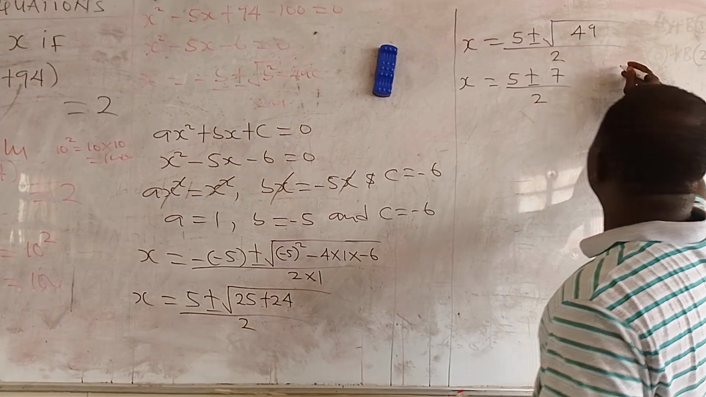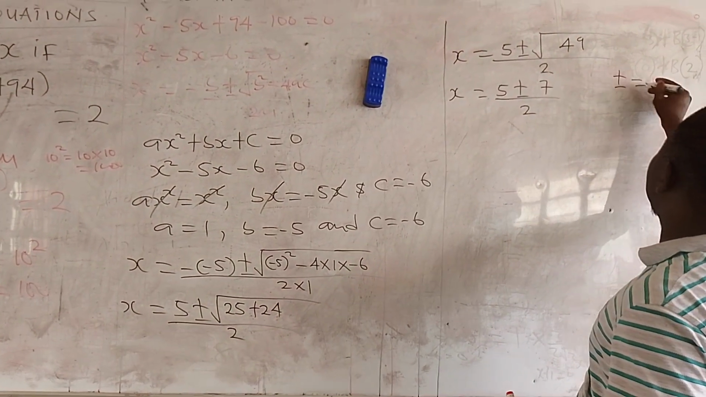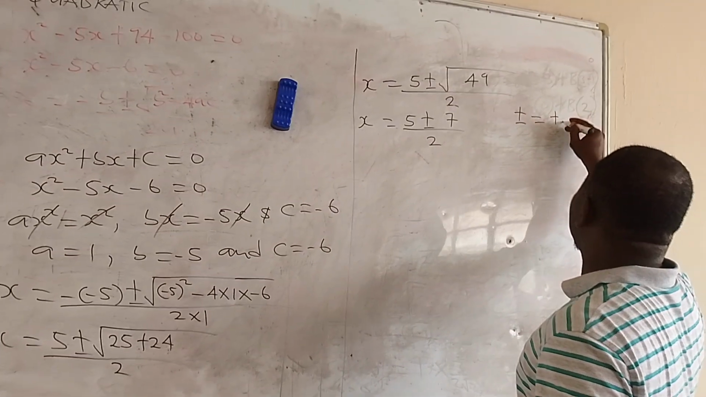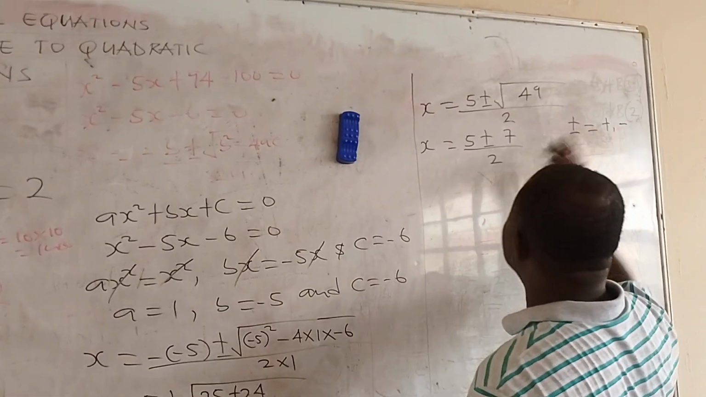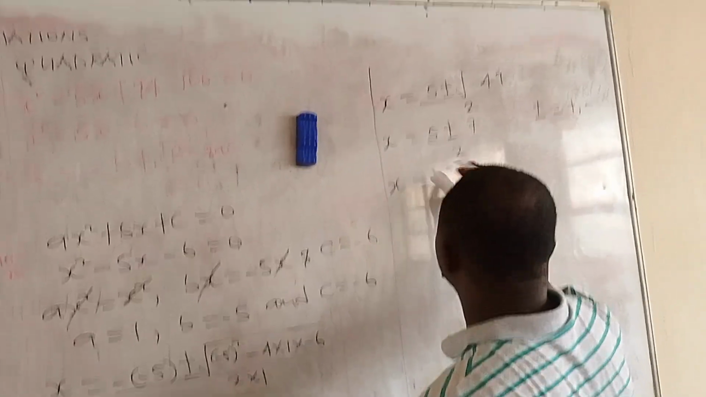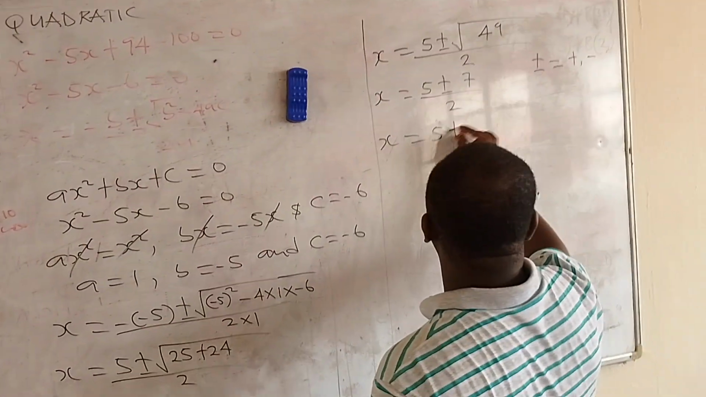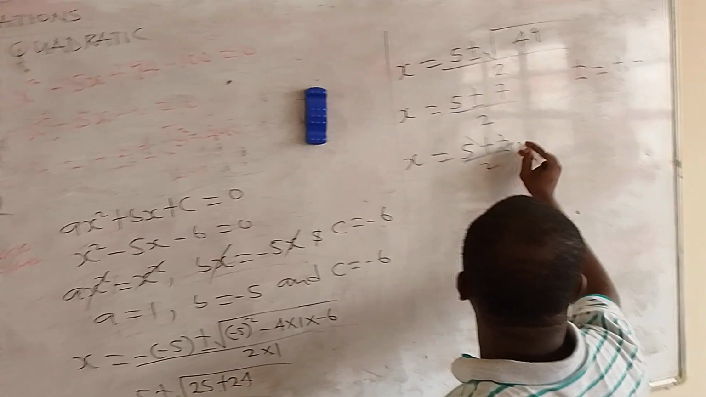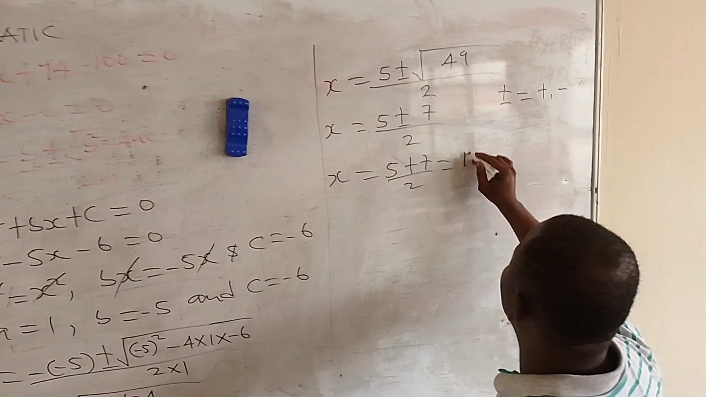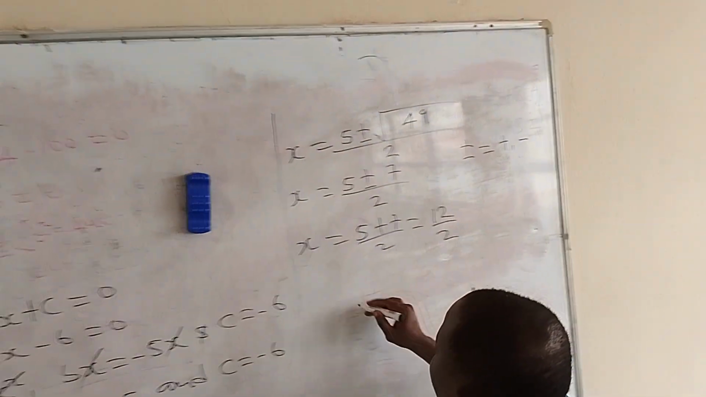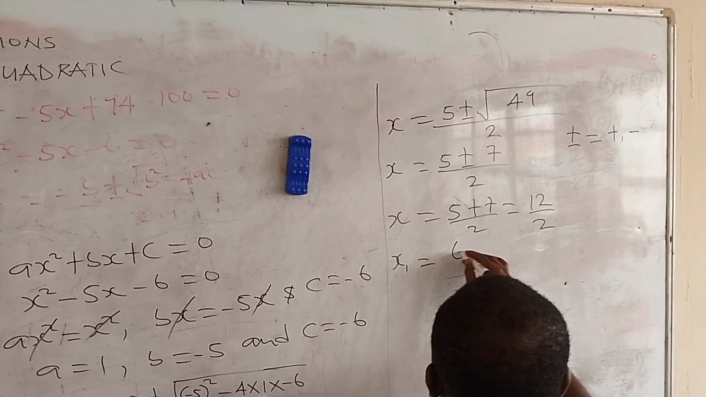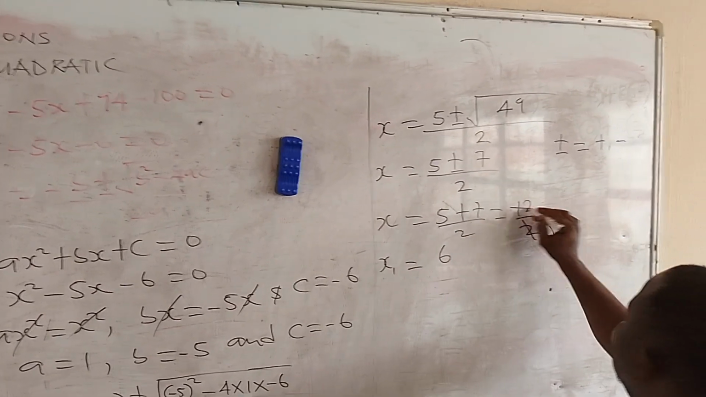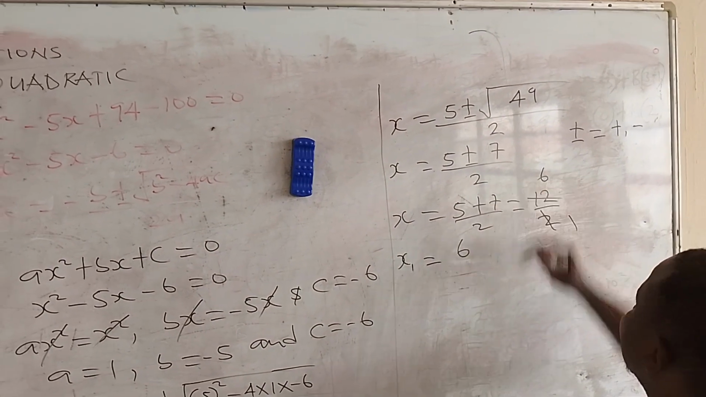Then note that it says plus or minus. This implies that it is either plus or minus. So if we want to go by this, let's first consider plus. So it will be 5 plus 7, all over 2, which is equal to what? 12, isn't it? All over 2. So it implies that our x is equal to 6, because 2 into 12 is 6.